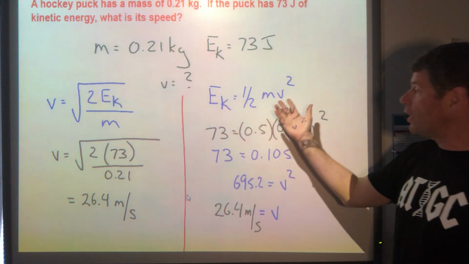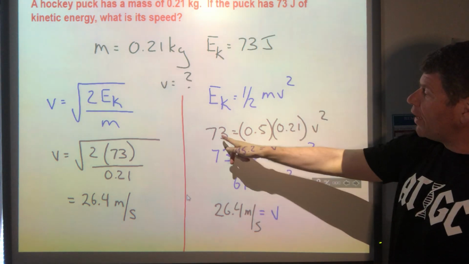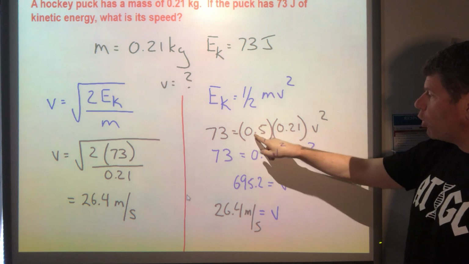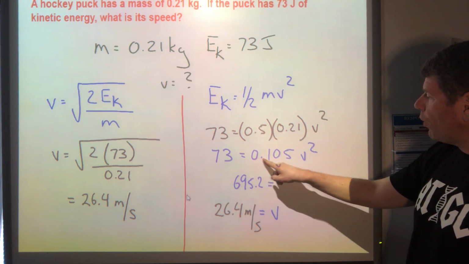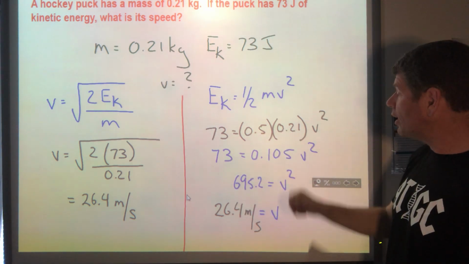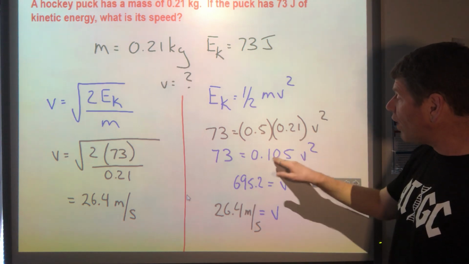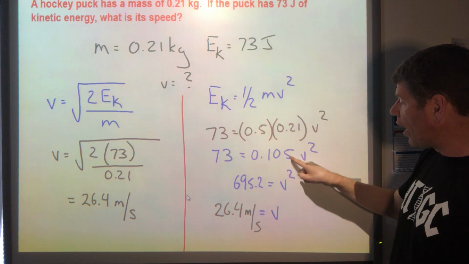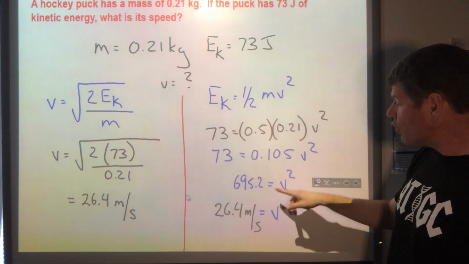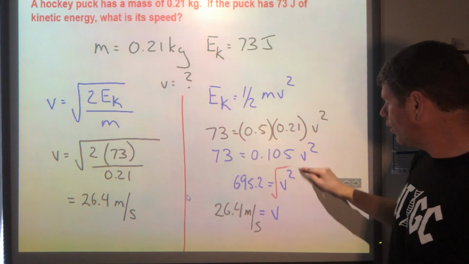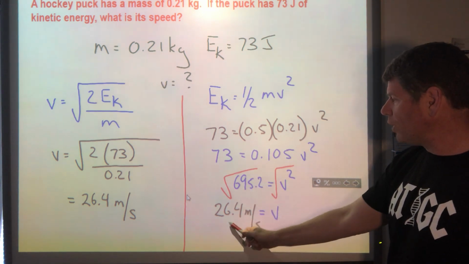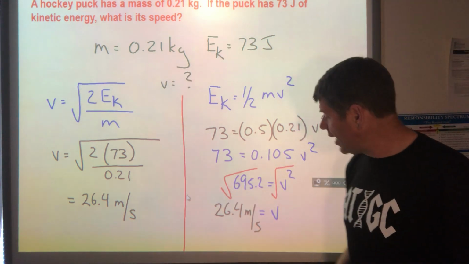Again, on this other side, just doing it as substitute, simplify, and solve, we have 73 joules. There's the half. There's the 0.21 times v squared. Let's multiply these two things together. That gives us 0.105 v squared. 73 is still on the left-hand side. We get v squared by itself by dividing both sides by 0.105. So we get v squared is equal to 695.2, but we would have to square root both sides, which leaves us with v, and the square root of 695.2 is 26.4, which of course gives us the answer that we expected.